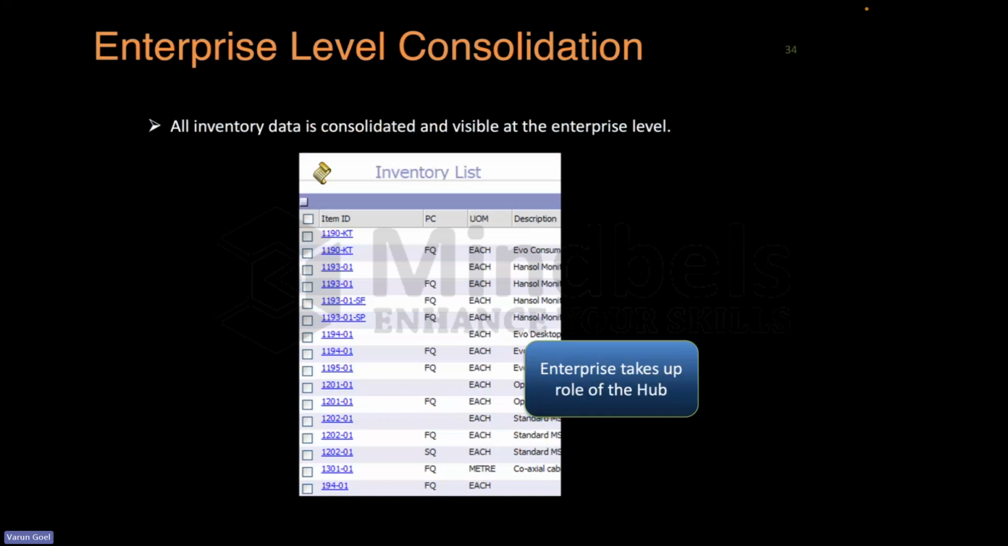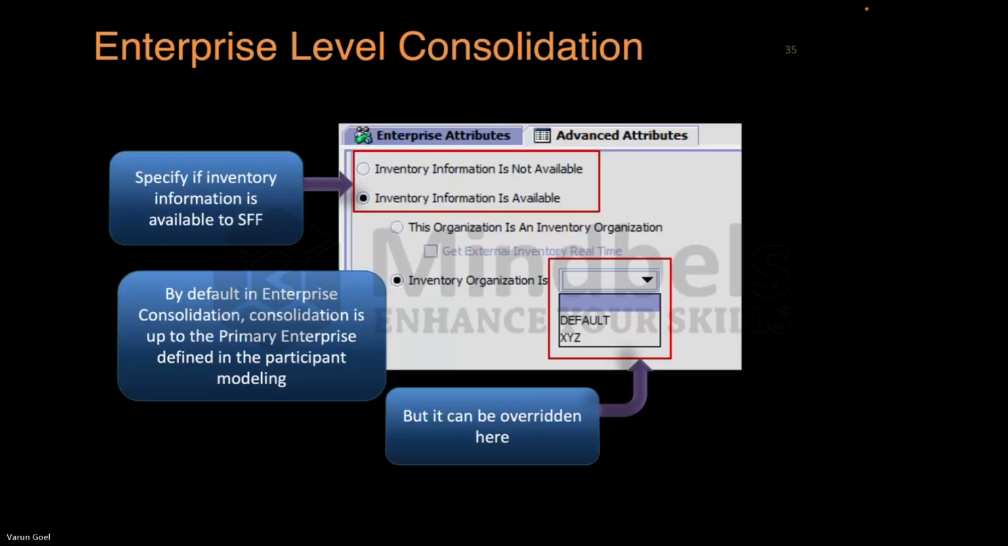If you want to see inventory details of all the items, you select the inventory organization in your sourcing in your OMS console, and you get all the items over there. So inventory information is available over here. If you make an enterprise an inventory organization, you select this option. By default, the enterprise consolidation is up to the primary enterprise defined in the partition modeling, but it can be overridden over here. So your inventory organization can be overridden by this configuration.